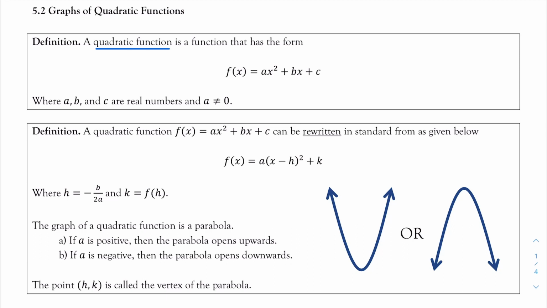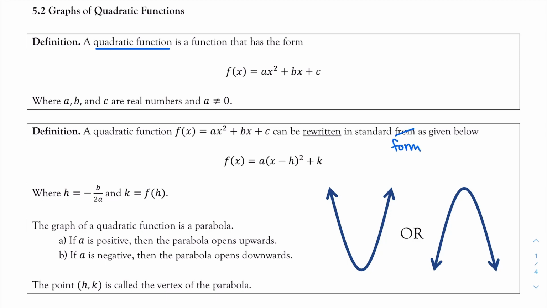What's special about this quadratic function? Well, one thing that we can talk about is we're used to seeing it in ax squared plus bx plus c, but we actually have another standard form of a quadratic function. A quadratic function can be rewritten in this form as given below. And I see a typo here. This says standard from. It should be standard form.